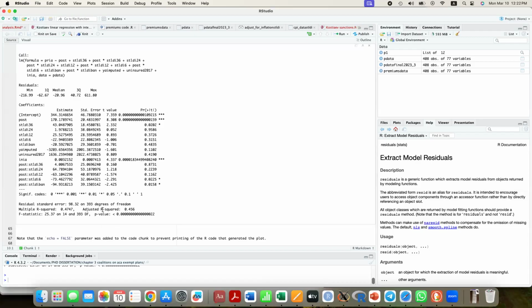And by the way, adjusted R squared, can somebody tell us what it means? What can we say about this model? Yeah, 45% of the change in premiums is explained by variables in this model. And that's about it.